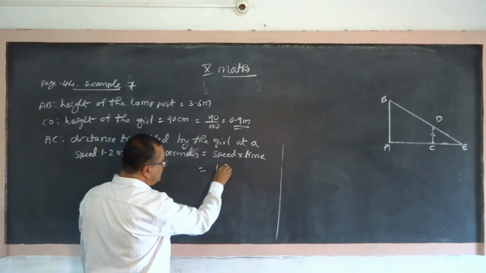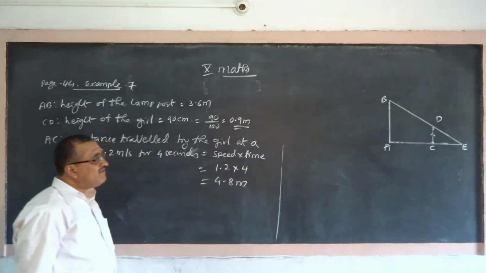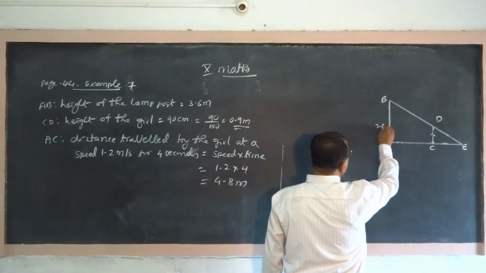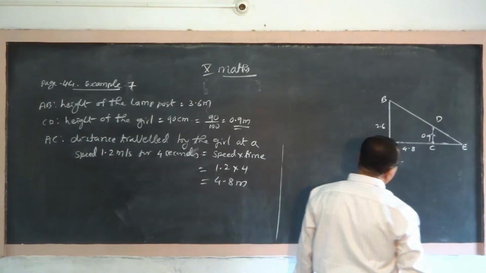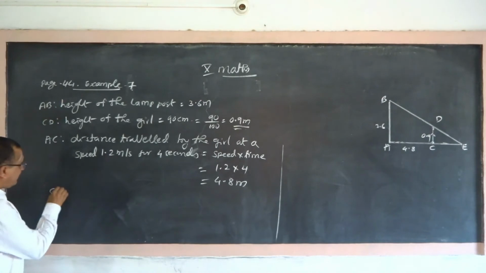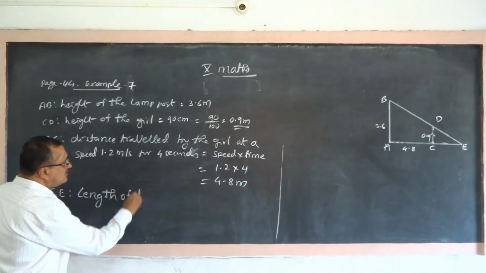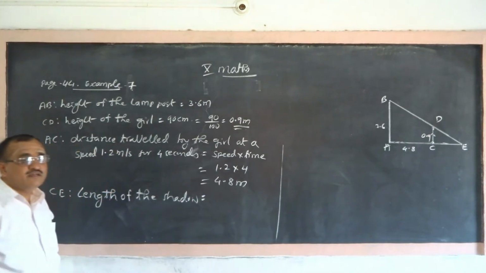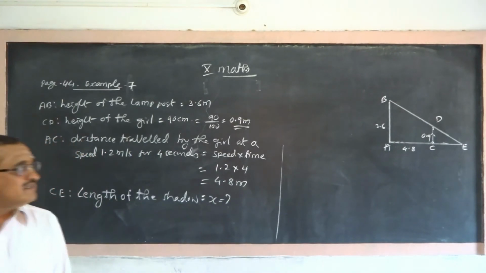Speed into time. 1.2 into 4, 4.8 meters. She travels 4.8 meters. Now, what is AB? 3.6. AC is 4.8. This is 0.9. Now, what is that C? Length of the shadow. This we don't know, you are required to find out, let it be x.